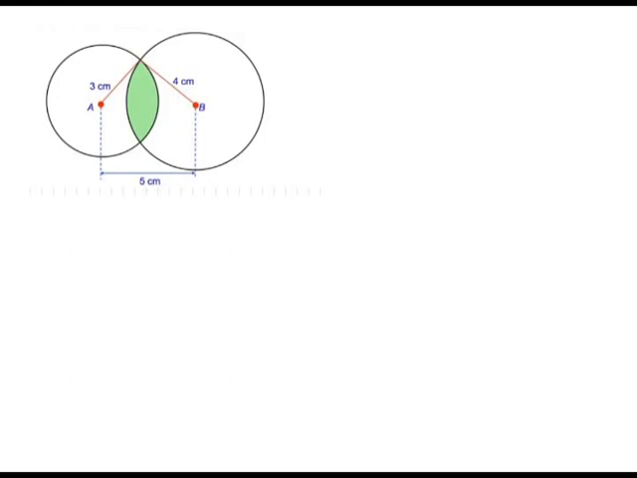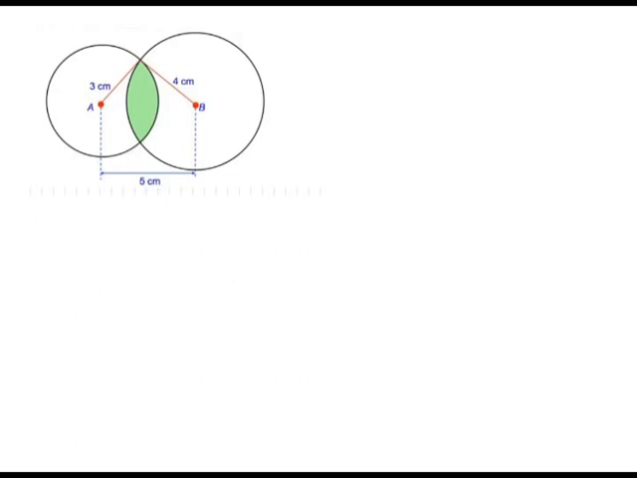Lastly, area of intersecting segments. In this diagram, we have two circles with centers A and B with radius 3 and 4 centimeters respectively. The distance between their centers is 5 centimeters. Their segments intersect, creating a common region colored green. We want to calculate the area of the green portion.